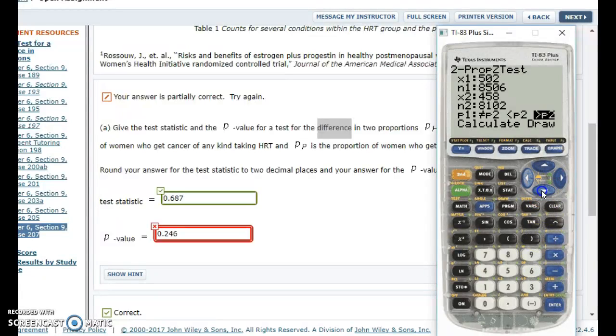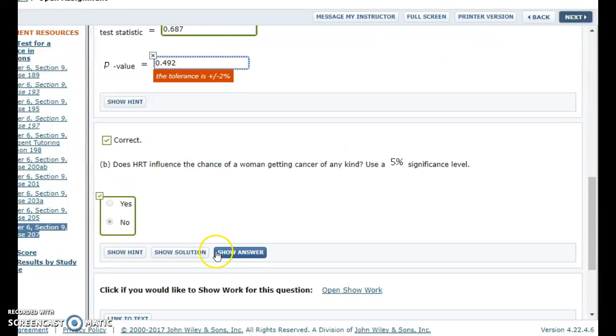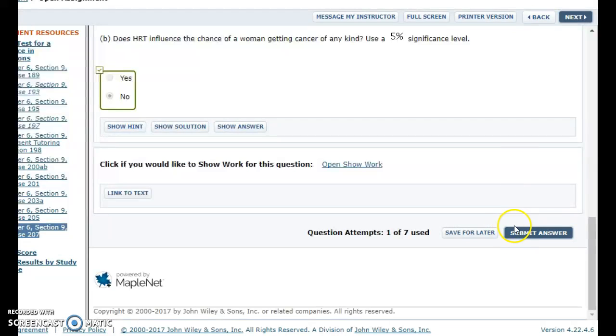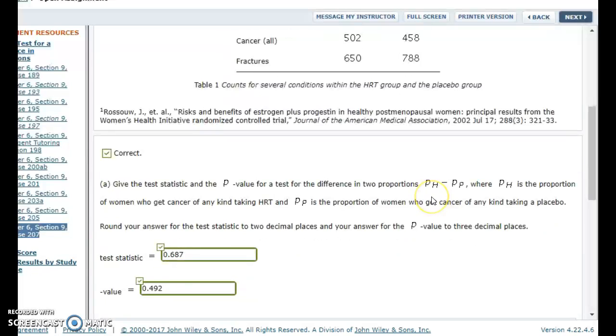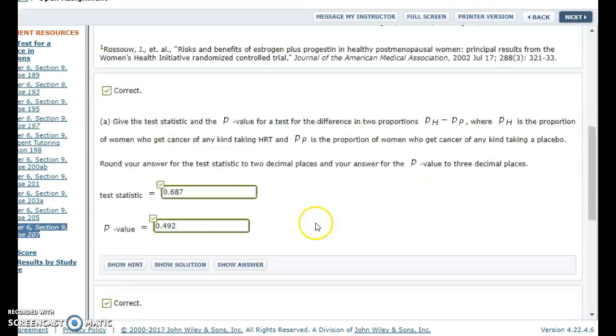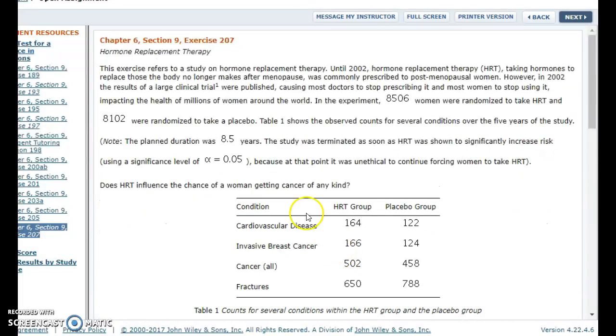Number 6. So let's test for a difference. Enter. Enter. Okay, so that would give me 0.492. They like that one better? They do. Okay, so I guess they were doing a two-tail test rather than a one-tail test.